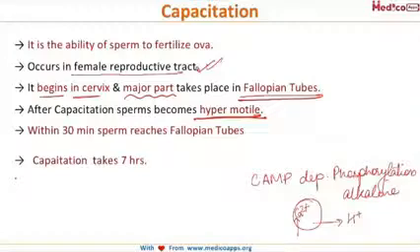Now these sperms take only 30 minutes to travel from the cervix to the fallopian tubes. But the entire process of capacitation takes 7 hours. Again, these two are very important questions.